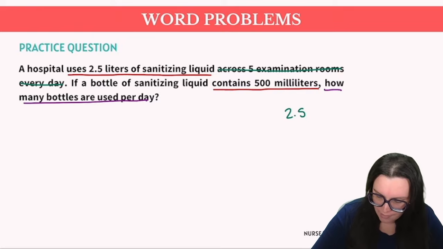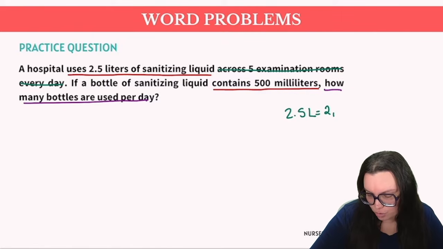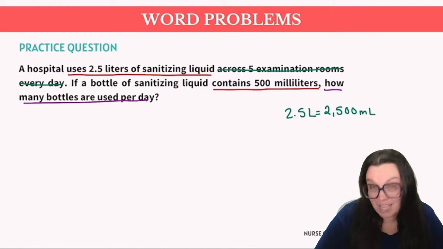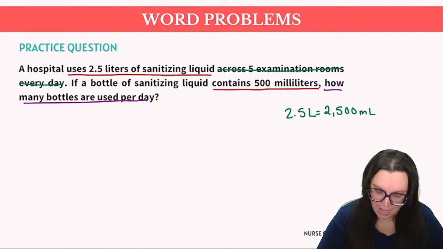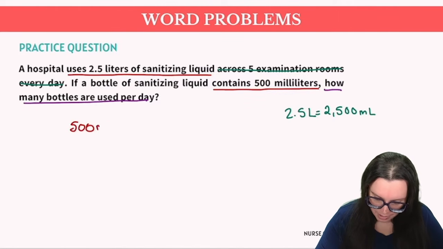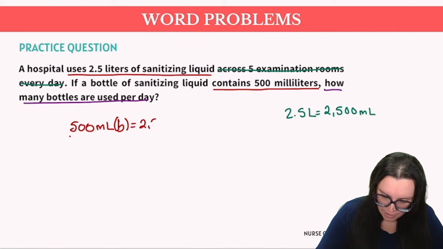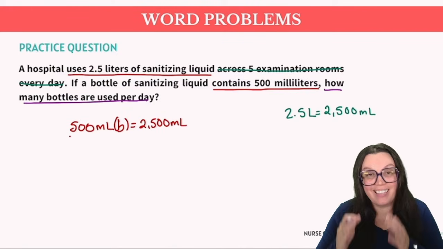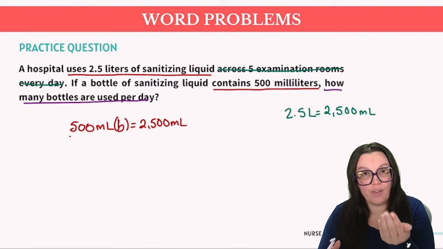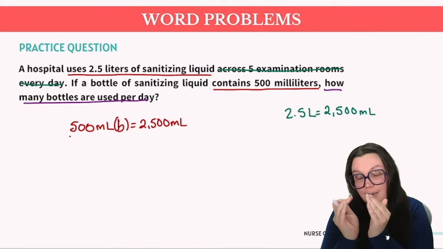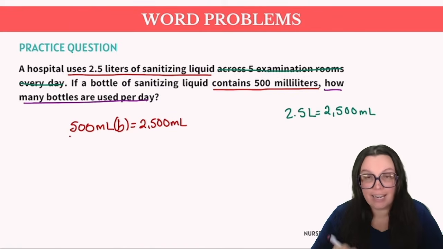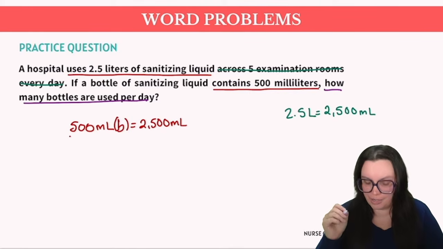So 2.5 liters is equal to 2,500 milliliters. So now we're just going to plug and play. We know that we have 500 milliliters, and that is going to be multiplied by B because we need to know how many bottles we need, right? And that is going to be equal to 2,500 milliliters. This is our equation. We have 500 milliliters per bottle. That's represented by the B that we added into our equation, and it's going to be equal to 2,500 milliliters.